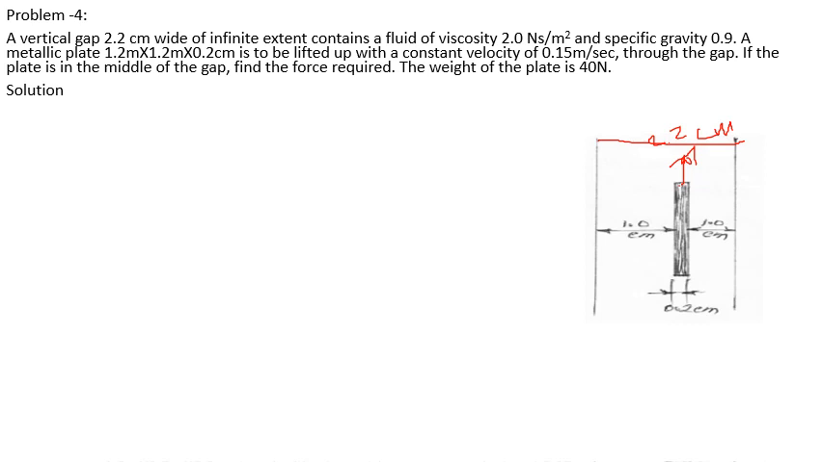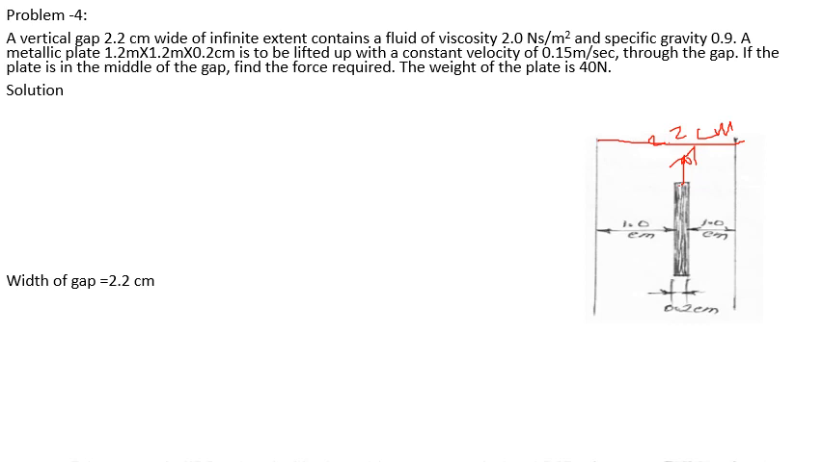So here the thickness of the plate is 0.2 centimeter, and if you imagine the total width is 2.2 centimeter, in that 0.2 centimeter is occupied by this plate. In case this plate is placed in the middle of these two supports, the distance from the surface of the plate to one side of the vertical gap is 1 centimeter, and here it is also 1 centimeter.